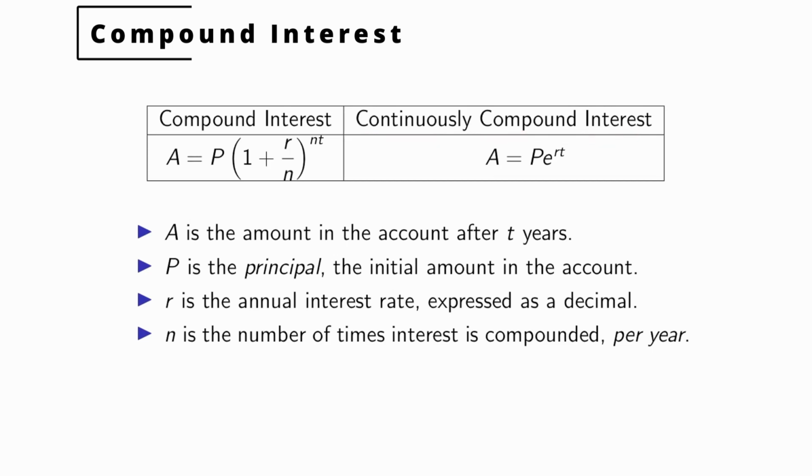Basically, the idea here is as n gets really large, this formula is going to become this one, where A equals P e to the rt. This e is Euler's number, so this is a natural exponential function. If your interest is compounded continuously, you use this formula instead. The P and the A are the same. The r is the same. T is still the time in years.